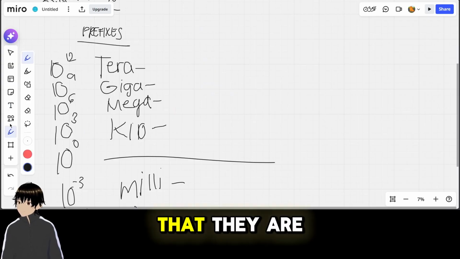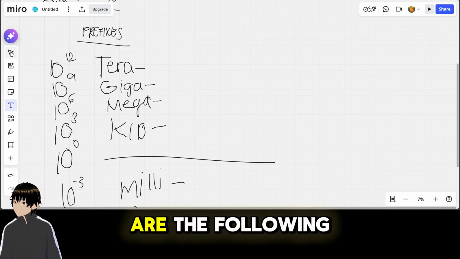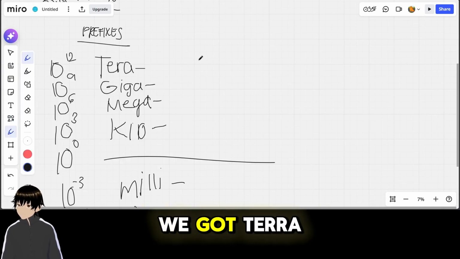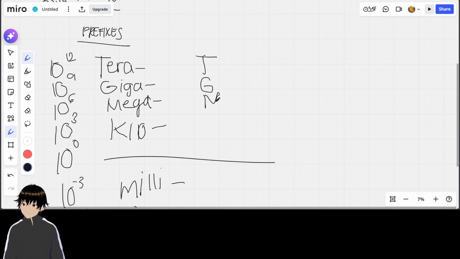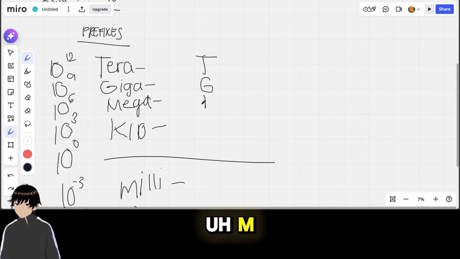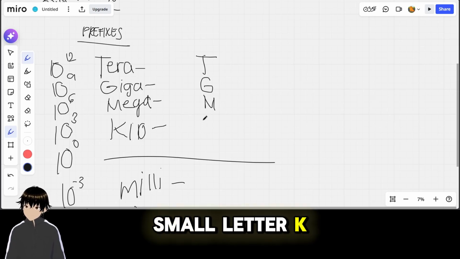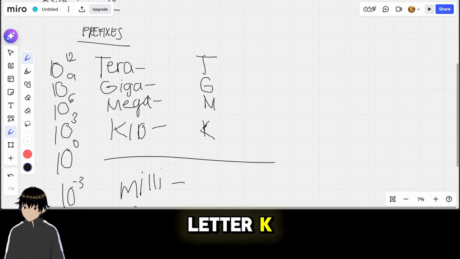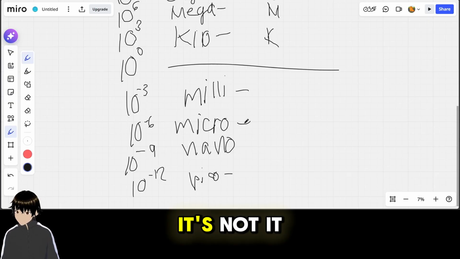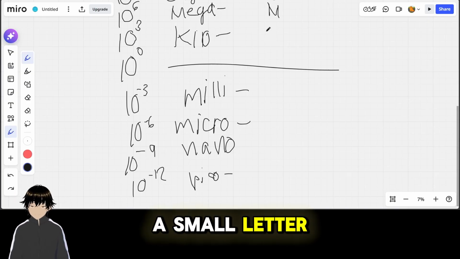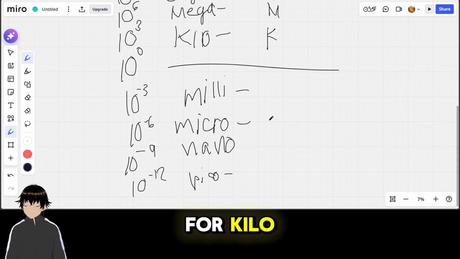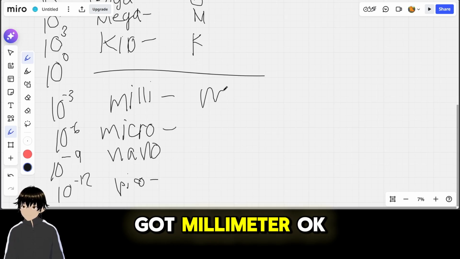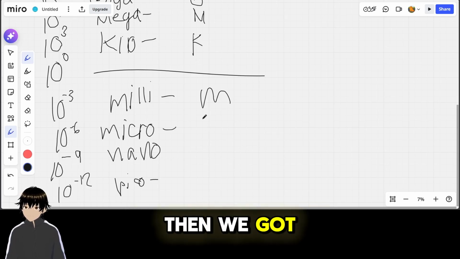So the numbers that they are abbreviated in are the following. Okay, we got tera, just T. Okay, G, M, and then a small letter k for kilo. Just small letter k. Okay, small letter k for kilo. Got millimeter. Okay, then we got mu here.